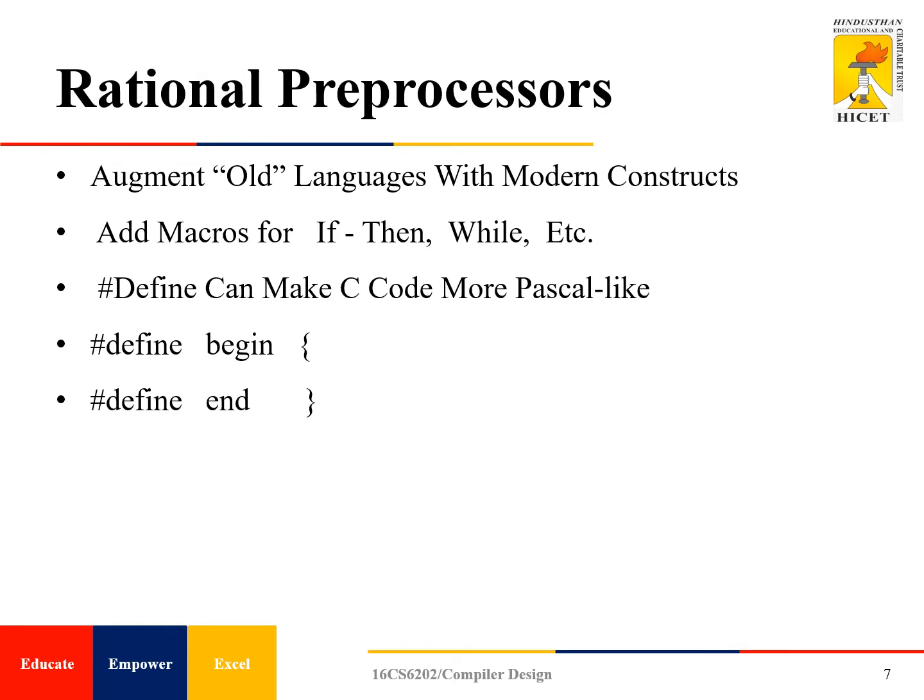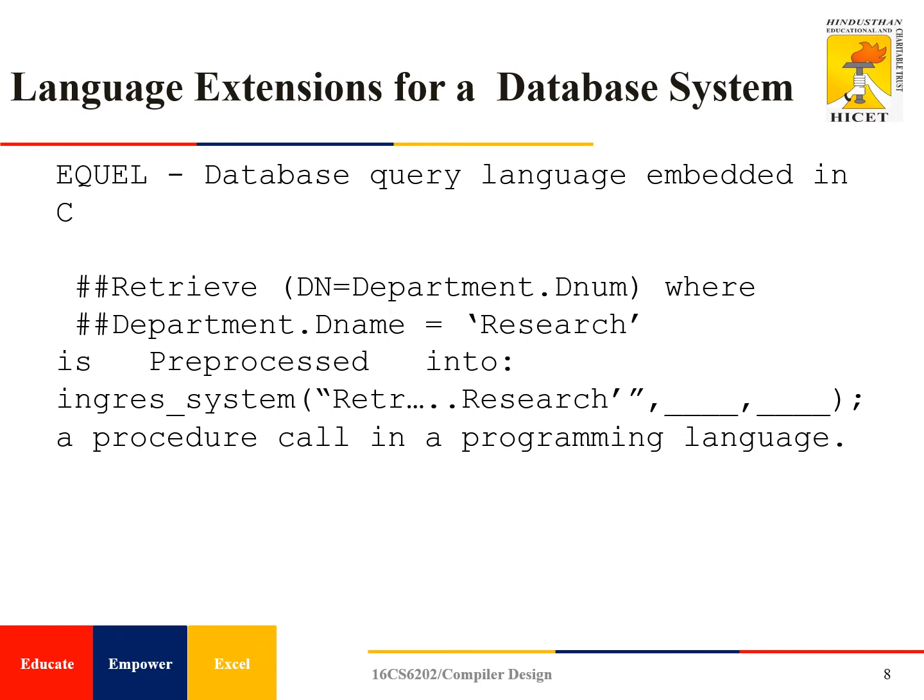Relational preprocessors are used to say to the program where to start and where to end, augment old languages with modern constructs, add macros for if, then, while, etc. #define can make C code more Pascal-like: #define begin, #define end, etc. Language extension for a database system is used to connect C language with a database management system.